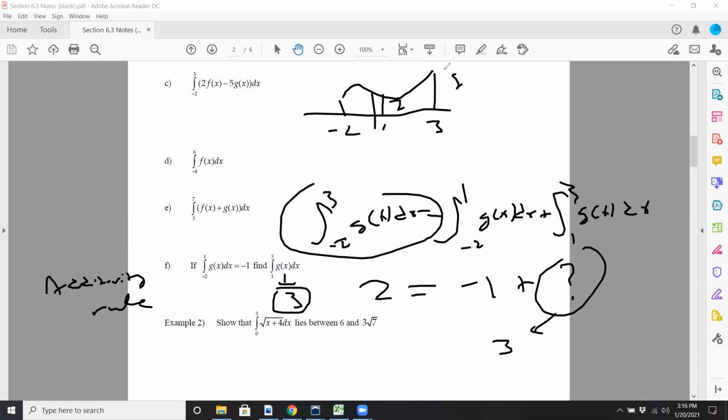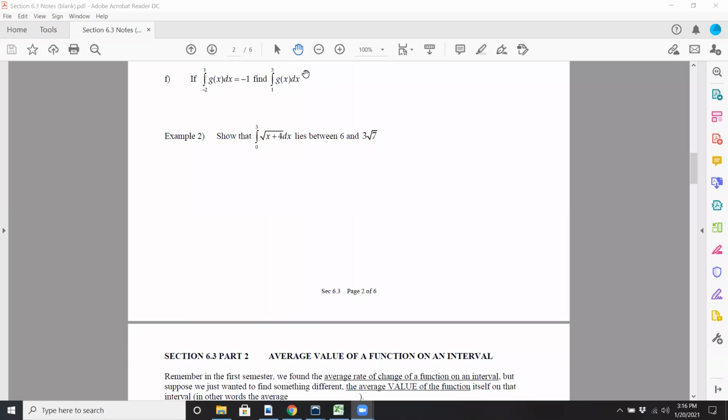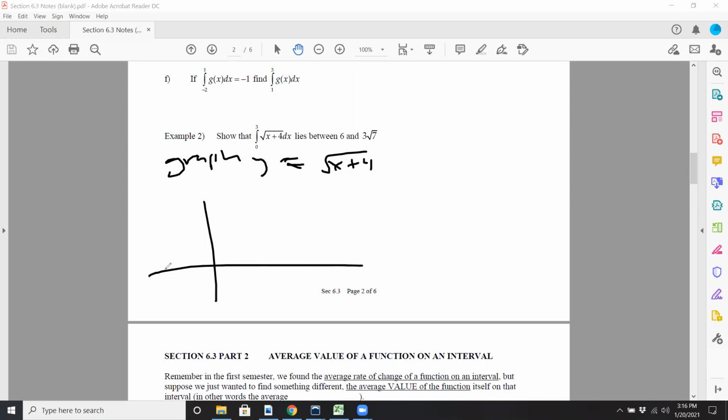Okay. And lastly, let's look at example 2, and then there'll be a good place to stop. You're asked to show that this is between 6 and 3 root 7. Well, what you could do is graph y equals root x plus 4. If you graph that, it looks like this. -4 is right here. Y-intercept, I think, is 2. And if I go to 3, it goes up to root 7, I believe.